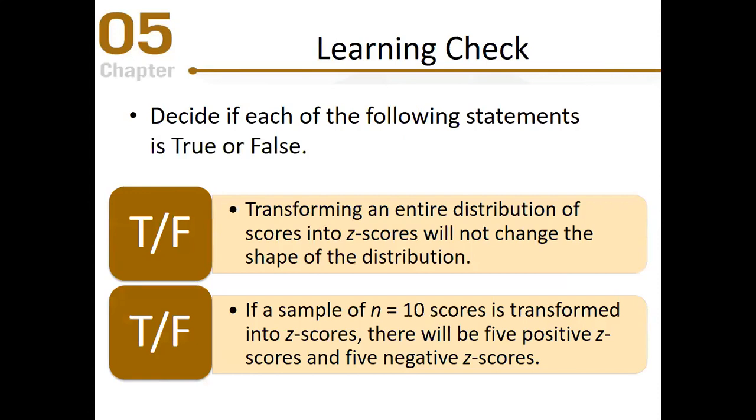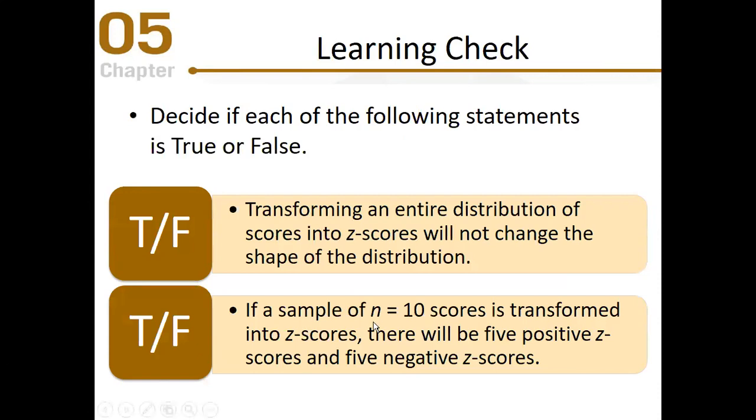True or false? Transforming an entire distribution of scores into z-scores will not change the original shape of the data. That's true. Z-score transformations are not a fix for abnormally shaped data. You will get the same exact shape of the data.